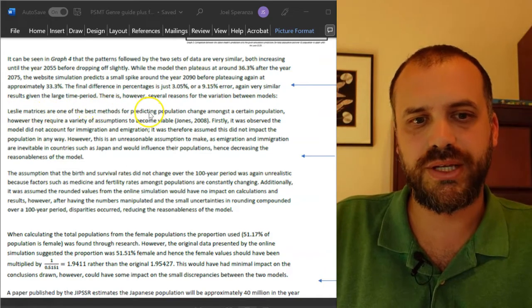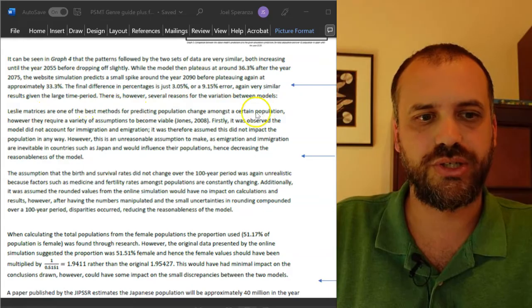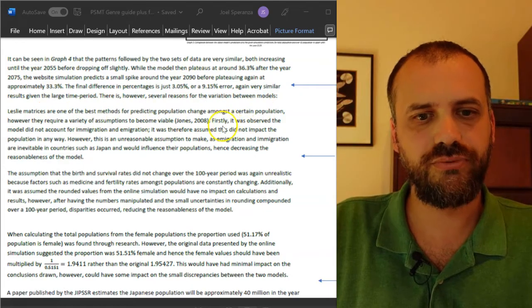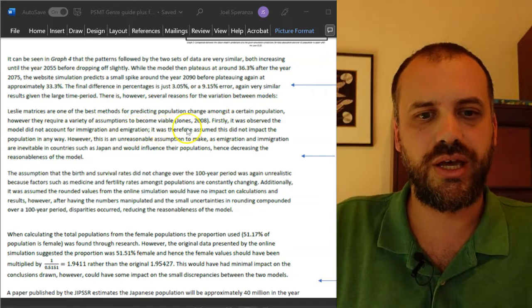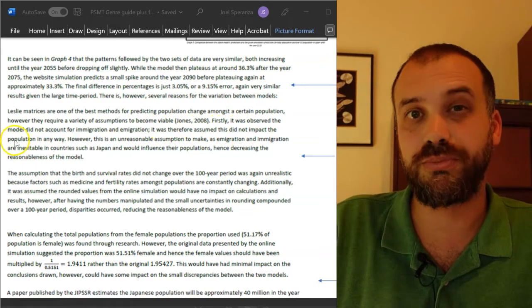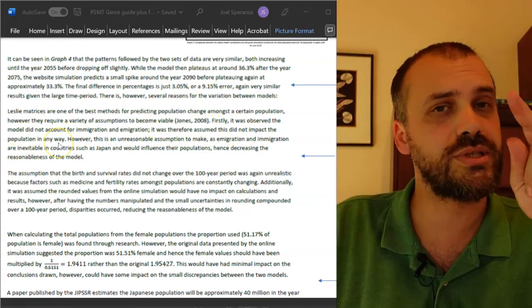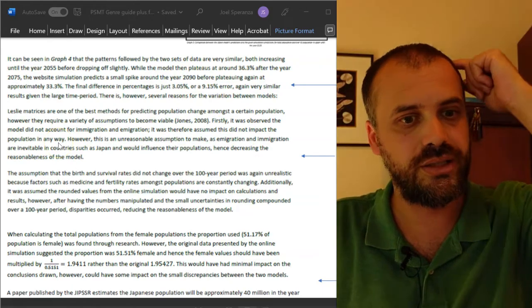Leslie matrices are one of the best methods for predicting population change among a certain population. Firstly, it was observed the model did not account for immigration and emigration. It was therefore assumed this did not impact the population in any way. All right, so that was the assumption they made.